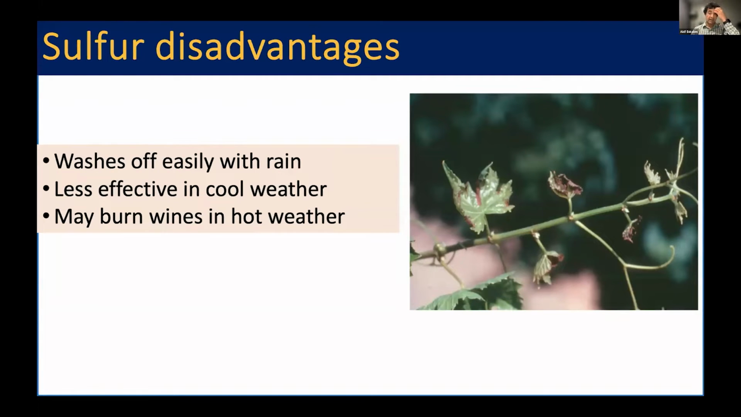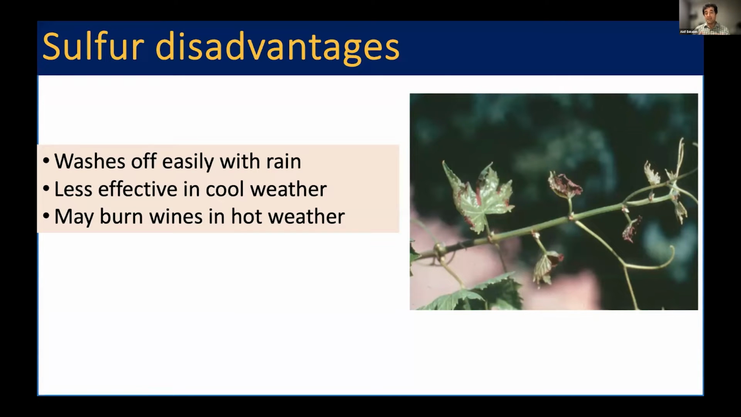However, there are a few disadvantages of the sulfur. One of them is that it can wash off very easily after the rain. It cannot stay for a long time. So it is not effective in the cool weather, because I explained to you that the second mode of action requires a little bit of evaporation.